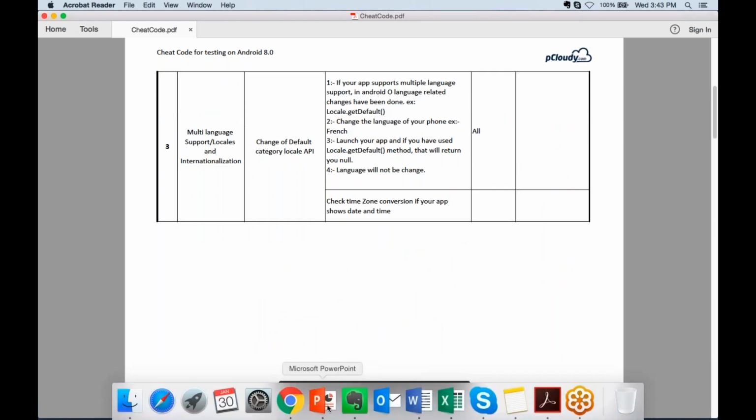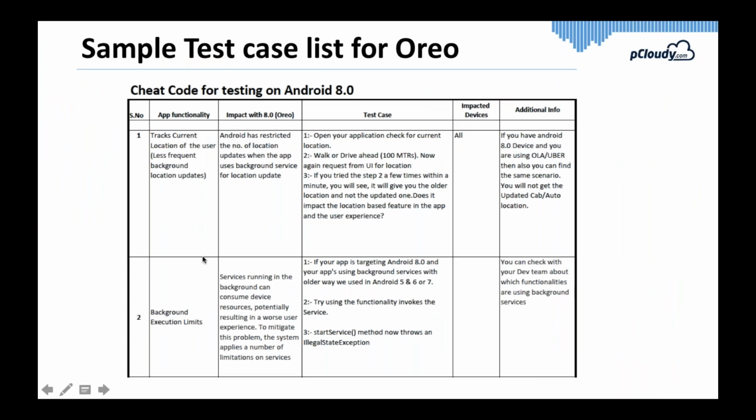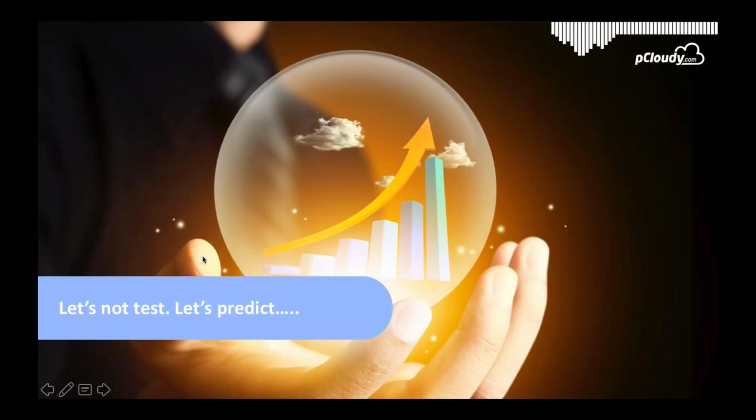So coming back to the end of session here, the approach that we are following is: let's not test, let's predict. And there are scientific ways to predict. We talked about certain data points. If you want to know more information about those data points, we'll be more than happy to talk about it. But if you look at that scientific approach, you'll be able to optimize your test cases as well as the kind of devices that you should plan for your testing. So with this thought, I'll end this session.